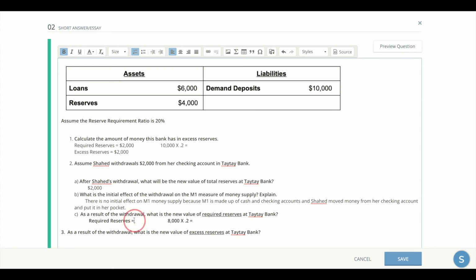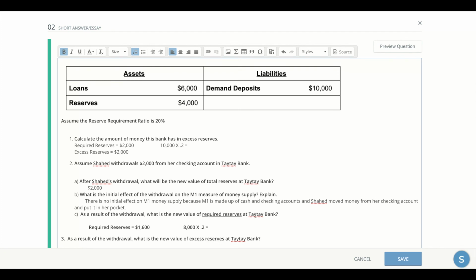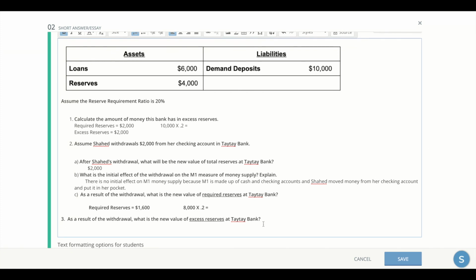And that means that our required reserves are going to be $1,600. So her bank is required to hold $1,600 now. Currently, they're holding $2,000. That's what we said a minute ago. She took $2,000 out, so the reserves went down to $2,000. So if they're currently holding $2,000, they're required to hold $1,600. That means that the new value of excess reserves is going to be equal to $400.